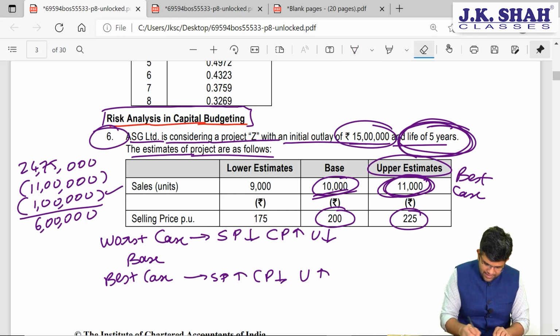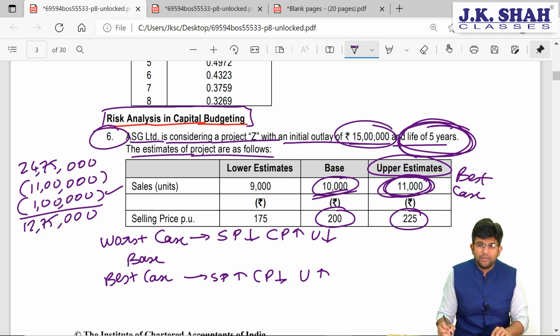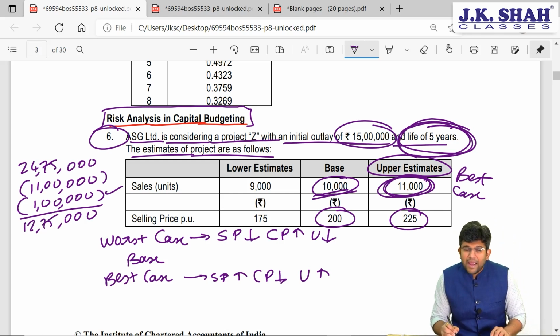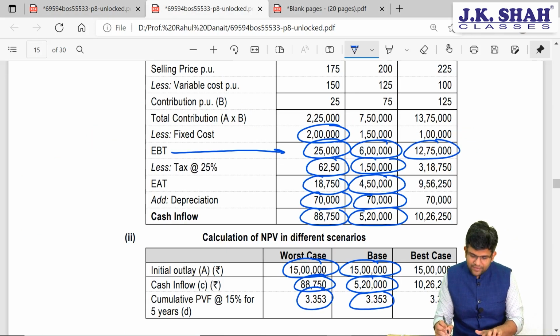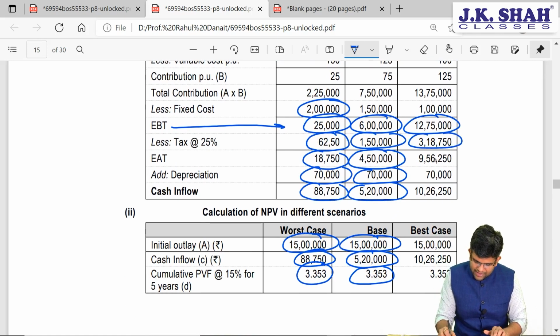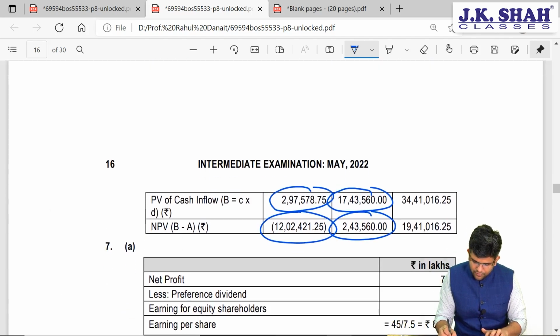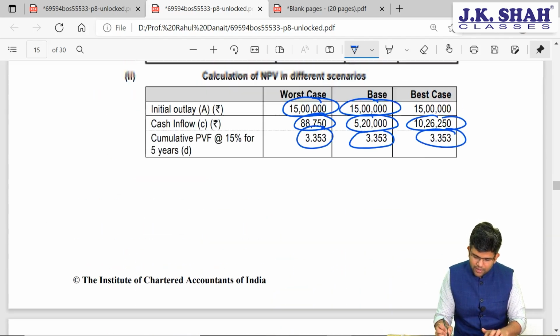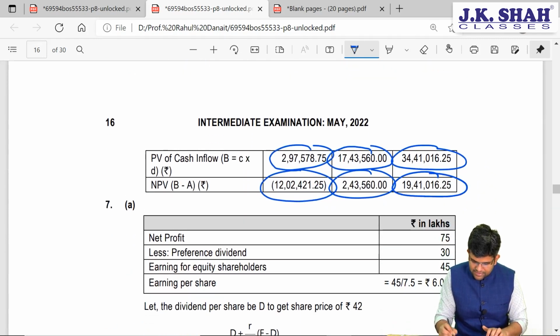This is 12,75,000 per annum. NPBT or EBT, you can see here 12,75,000 for the best case. Correct? And then you know what to do. Less tax, you will get NPAT. Add depreciation, you will get CFAT, that is cash inflow. That CFAT multiplied by PVAF for 5 years will give you the present value of cash inflows, minus present value of cash outflow will give you the net present value.